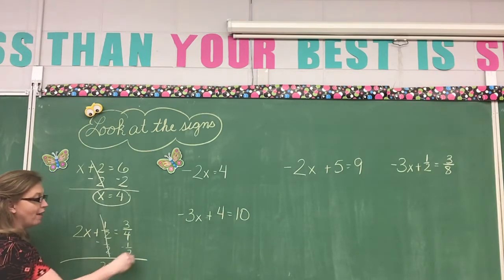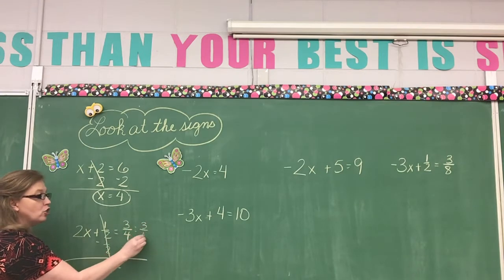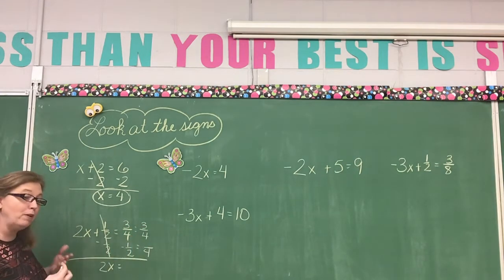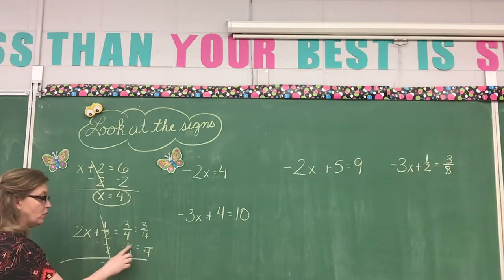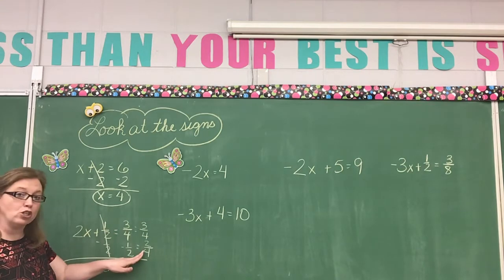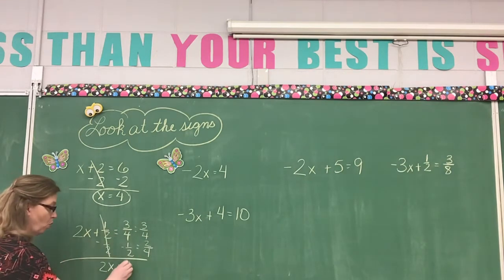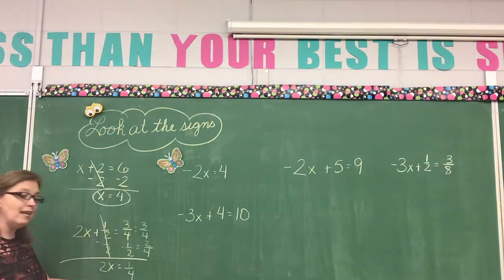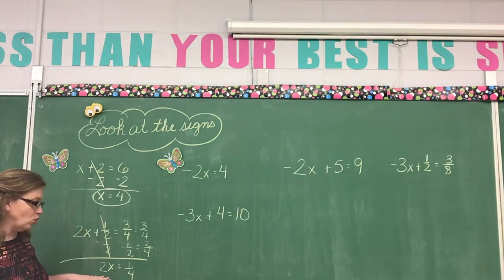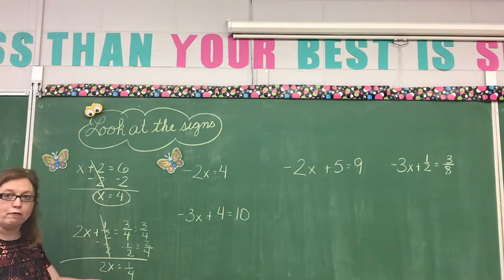Over here, we have to make our equations have common denominators. Our common denominator is going to be a 4. So 2 times 2 is 4, so 1 times 2 is 2. Now, I have 3/4 minus 2/4. My answer is 1/4. Now my equation, and I hope you can see that, says 2x equals 1/4.